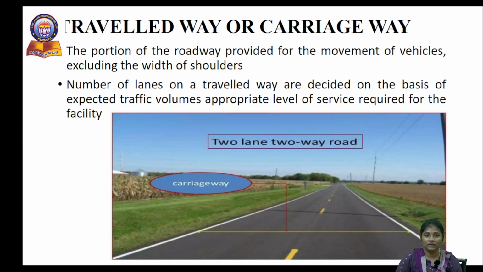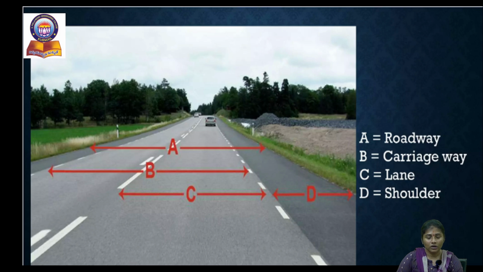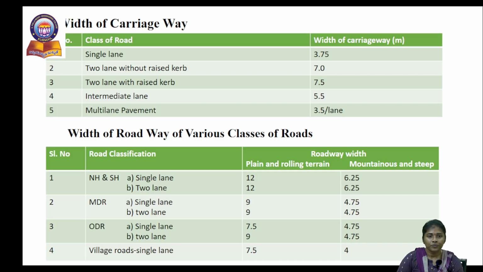Carriageway is nothing but the portion of roadway which is provided for movement of the vehicles, excluding the width of the shoulders. The number of lanes on a travelled way is decided based on the expected traffic volume on that particular road. Here in this road, it is marked as A, B, C and D. A indicates roadway, B is carriageway which is meant for vehicle movement, C is lane, D is the shoulder.